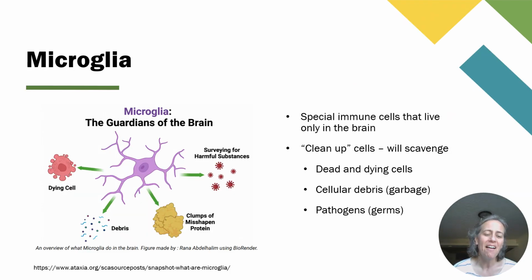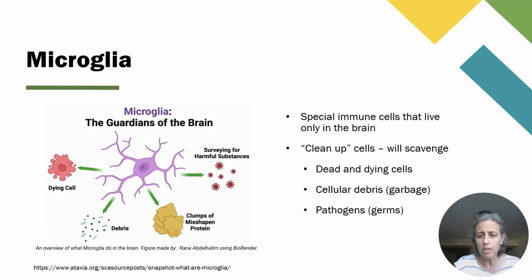So microglia are not really nervous cells at all. They're actually technically immune cells, but they live only in the brain. So you could think of them as nervous cells because they're not found anywhere else. And they are like those little robot vacuum cleaners that go around your house. So they clean up things for us.